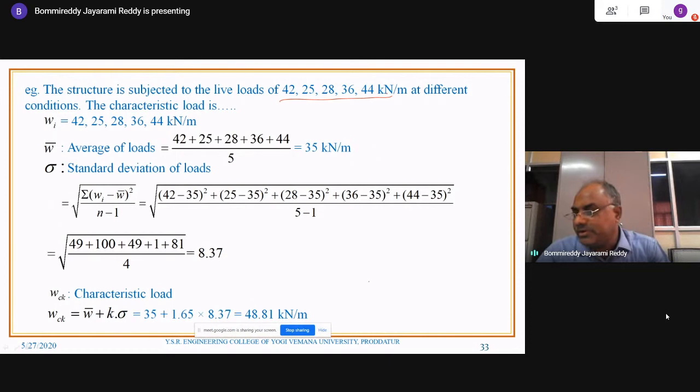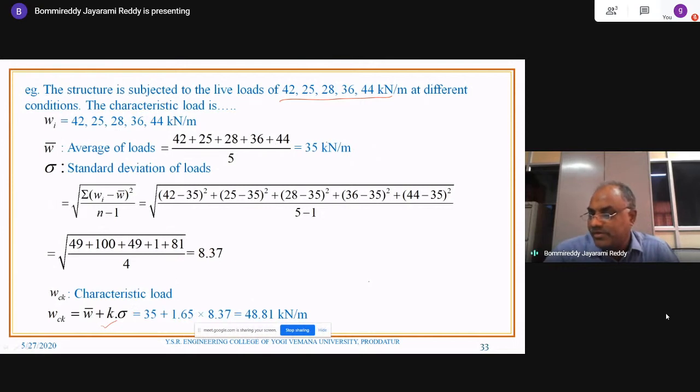So the structure is subjected at one point of time to 42 kilonewton per meter, at another point of time 25, another condition 28, like that. These are the variable loads during certain periods of time depending on the different conditions. Based on these values, what is the characteristic load? That's the question. The same formula, only thing is characteristic load is W bar plus K sigma. Here the only change is plus K sigma, and the remaining procedure is the same.